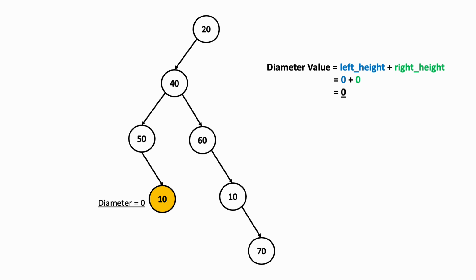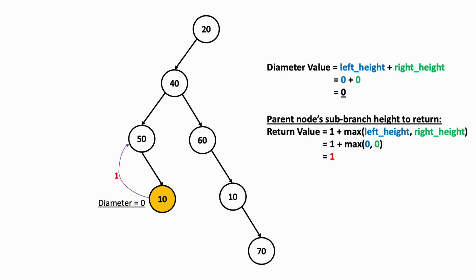Because this is a bottom-up approach, we need to return something to the parent node. The return value will represent the height of the current sub-branch for the parent node, which will be 1 plus the max of left height and right height. In the return value, this 1 is because we are adding the current node to the height of the sub-branch. And we are adding the max of left height and right height to maximize the diameter that the parent node will be part of.